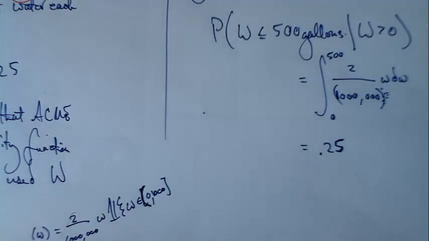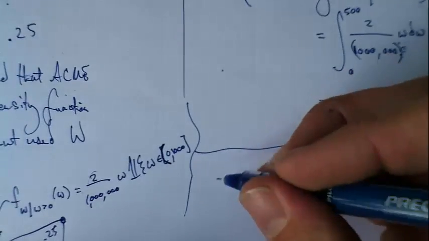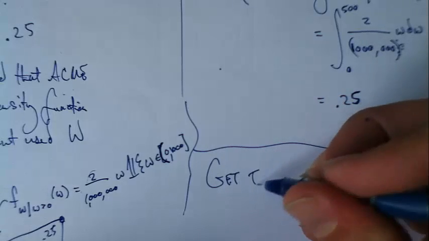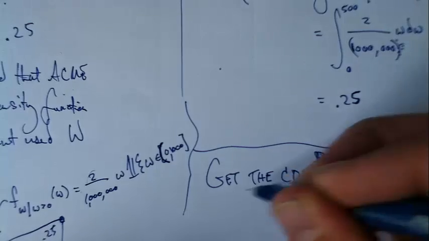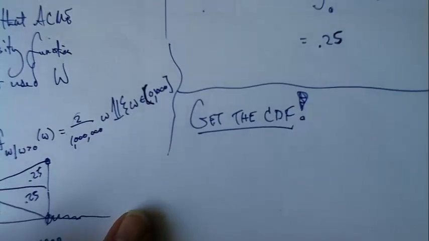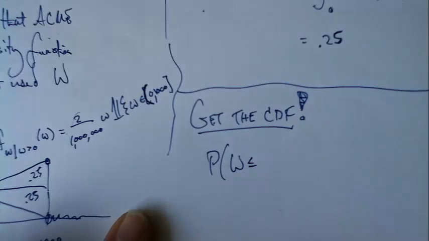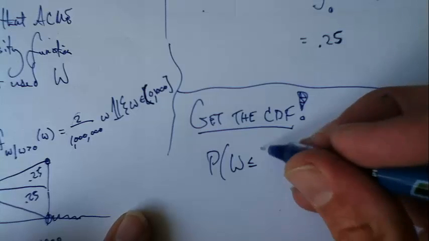Can we get the CDF, please? Let's quit with this nonsense here and get the CDF. That is the probability that W is less than or equal to any number, say little w.